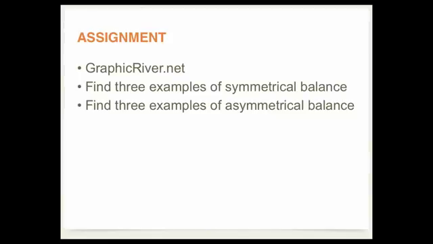Okay, so your assignment. What I want you to do is head over to the internet and look at some of the designs on graphicriver.net. I want you to find at least 3 designs that you can categorize as symmetrical balance, and then find 3 designs that can be categorized as asymmetrical balance. Good sections to look at are the graphics section, like the product mock-ups, and then the print templates that have things like magazines in them. Those are probably the 2 best places to look for this assignment.